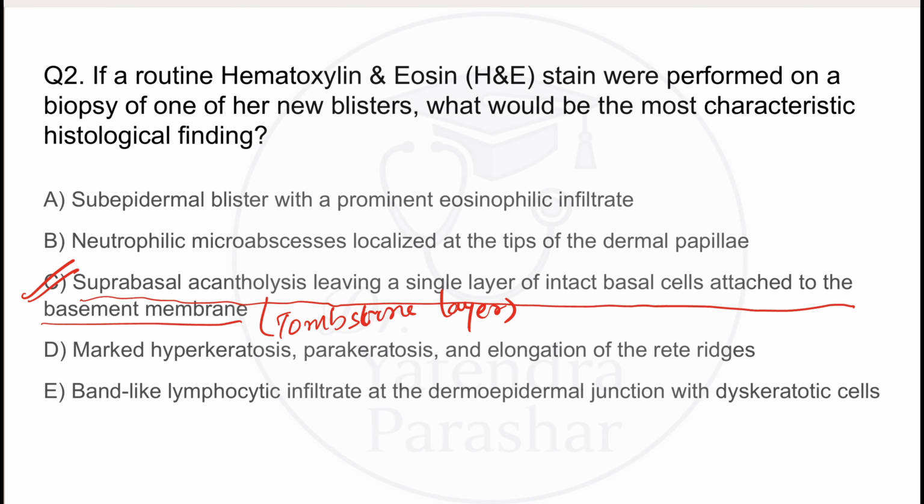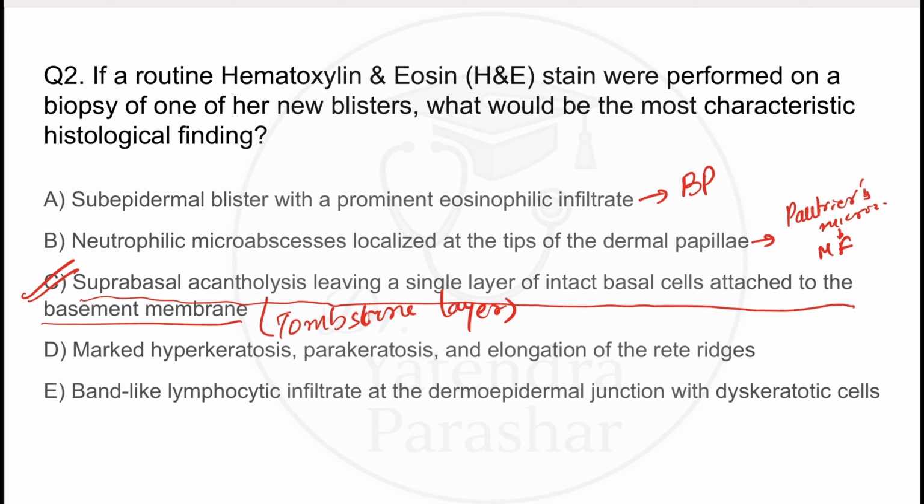Let's see the other options also. Option A, subepidermal blister with prominent eosinophilic infiltrate. This is the characteristic finding of bullous pemphigoid. Option B, neutrophilic microabscesses localized at the tips of dermal papillae. These abscesses are known as Pautrier's microabscesses, and these are characteristic findings of mycosis fungoides or Sézary syndrome.